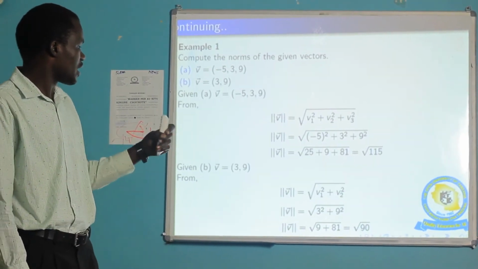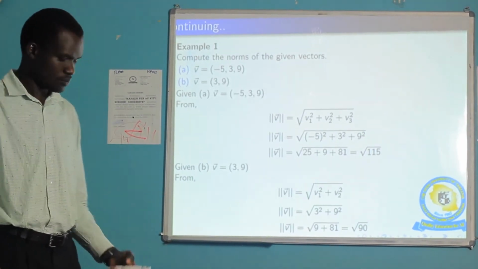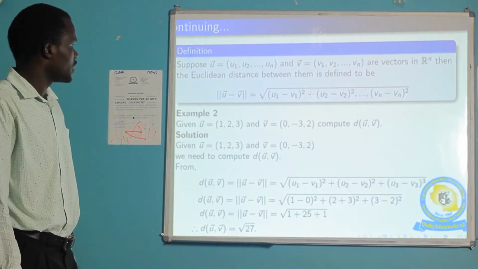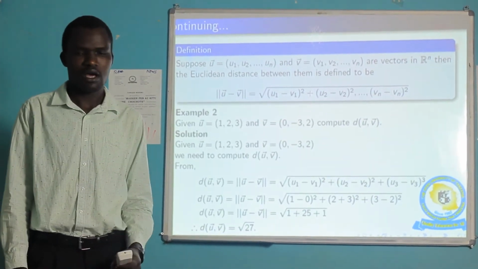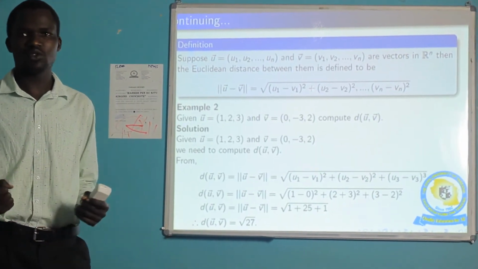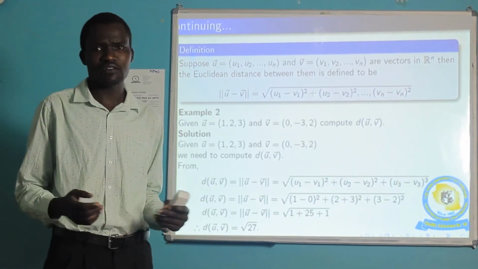which are 3 and 9. Now we get the square root of 9. So let's go next. Here we're going to see what is the distance between vectors. So how can we find the distance between vectors?